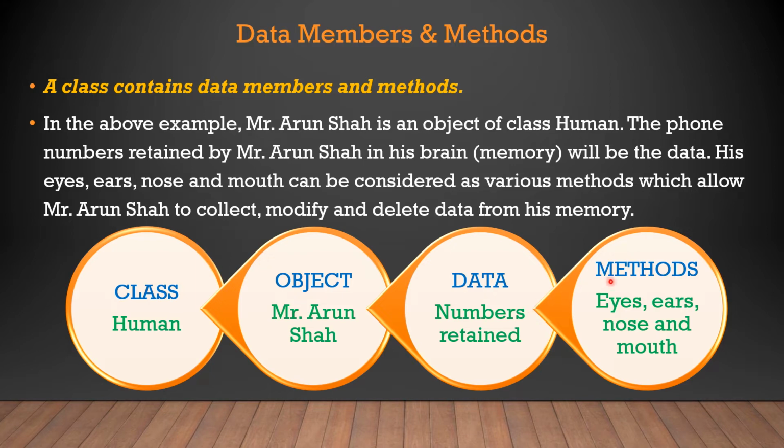So we can just remember that methods are used to perform some operations or some specific task on the data. For example, eyes will help us to see, ears will help us to listen. So they have specific tasks. Every method will have a specific task.